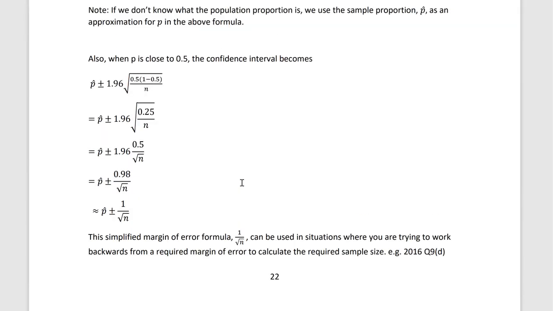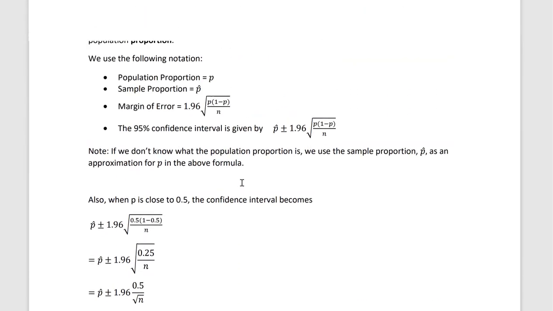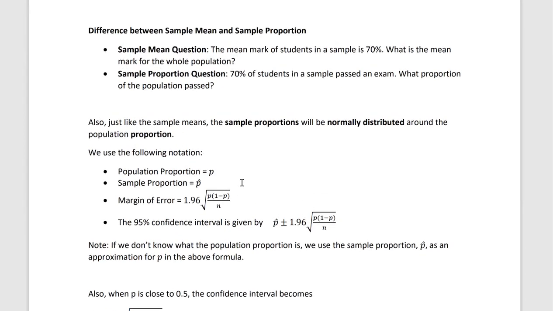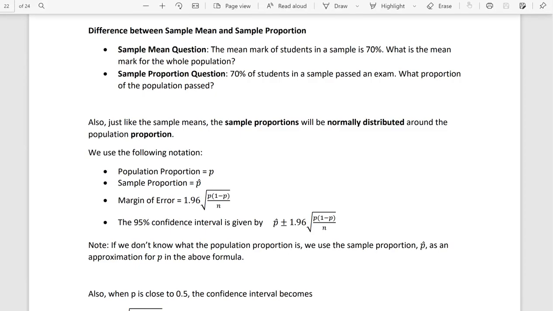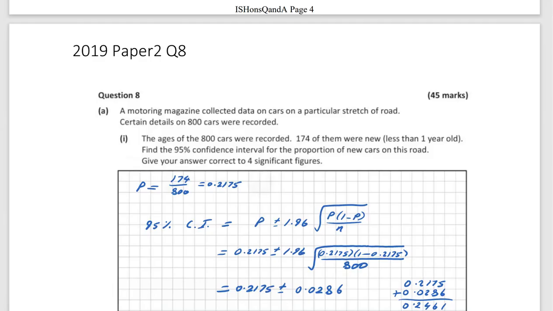And that's about it, really. That's the theory of population proportion. There's not a whole lot involved in it. It's the same formula over and over again. The best thing we can do is look at an exam question for this. So if we take, for example, 2019, paper 2, question 8.